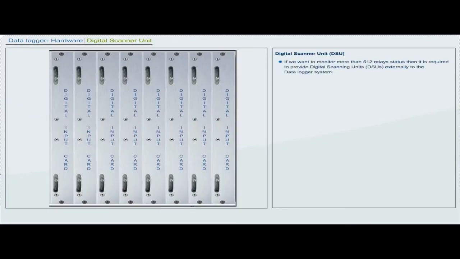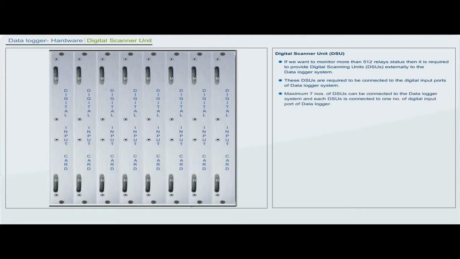If we want to monitor more than 512 relays status, then it is required to provide digital scanning units, DSUs, externally to the data logger system. These DSUs are required to be connected to the digital input ports of the data logger system. Maximum 7 numbers of DSUs can be connected to the data logger system, and each DSU is connected to one digital input port of the data logger. There are 7 numbers of digital input ports to connect the 7 numbers of digital scanning units.